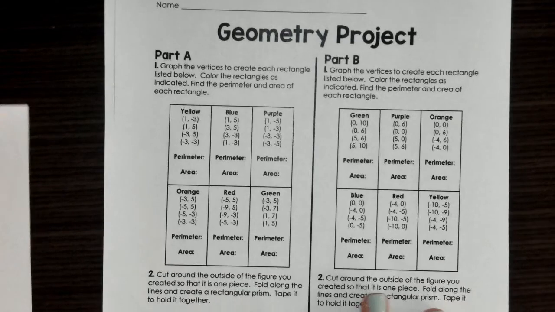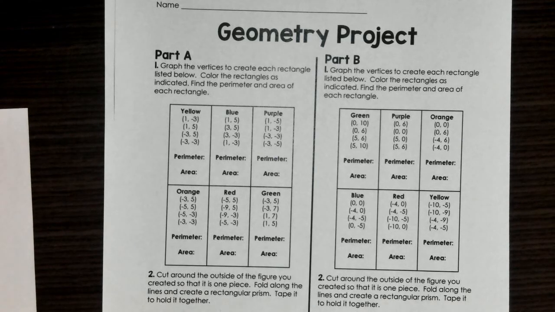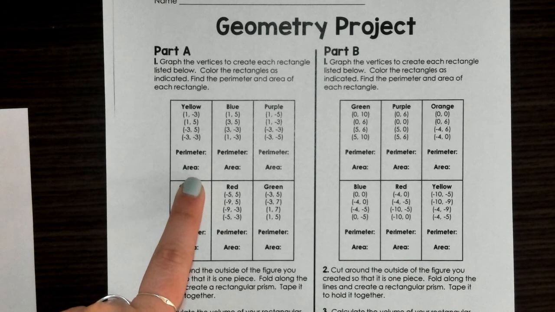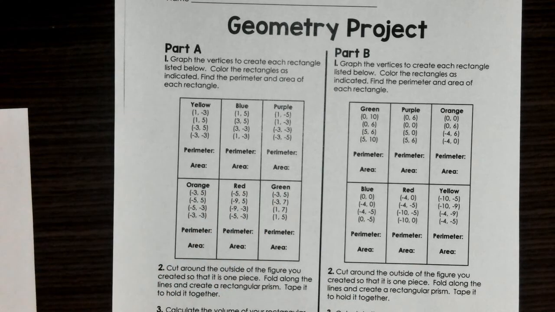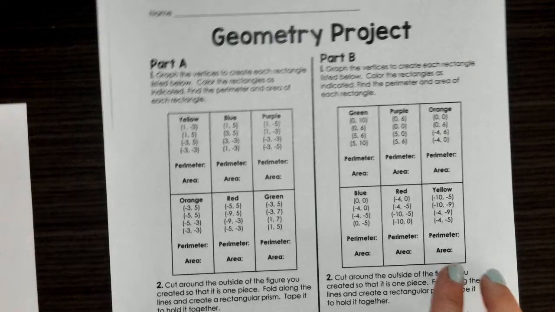So part A says, graph the vertices to create each rectangle listed below. Color the rectangles as indicated. Find the perimeter and area of each rectangle. So the first thing we're going to do is plot all of our points. You can see on each of these it's going to ask us for perimeter and area. I'm going to do that at the very end.